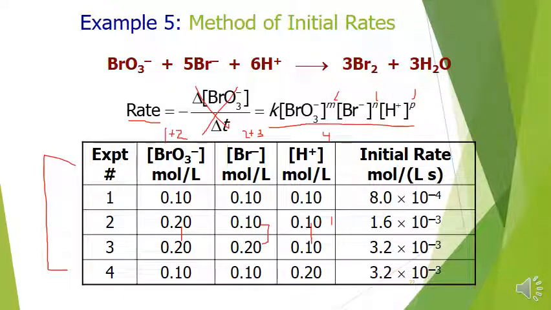So 0.1, 0.1. So it looks like we're going to use 1. Experiment number 1, because in experiment number 1 you're holding BrO3 at 0.1, 0.1, and Br at 0.1, 0.1. So we're going to use experiment 1 and number 4 to figure out H plus. Okay, so let's see how we do this.